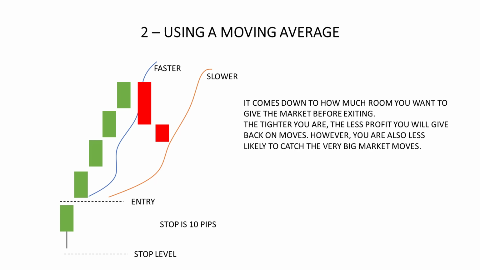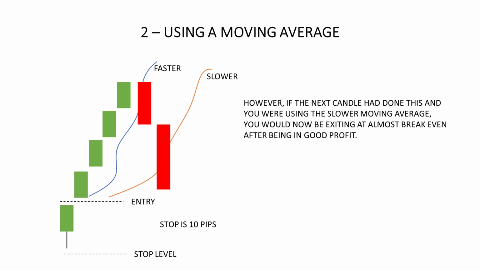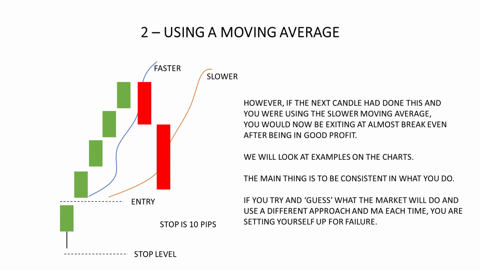The tighter you are, the less profit you will give back on moves. However, you are also less likely to catch the very big market moves. For example, the next candle may have done this. Your slower moving average would catch this. Or, if your exit had been after the market breaks the low of the first candle to close through the faster moving average, you would also have remained in the trade. However, if the next candle had done this, and you were using the slower moving average, you would be exiting at almost break even after being in good profits. We will look at examples on the charts.